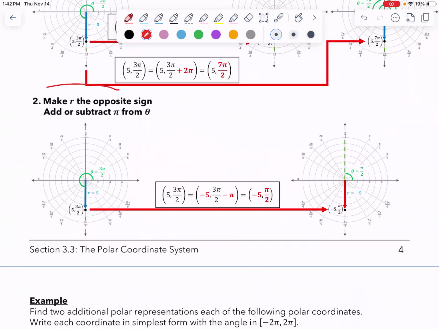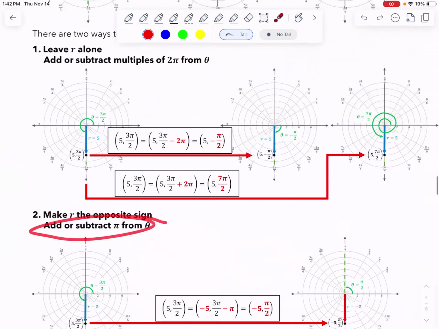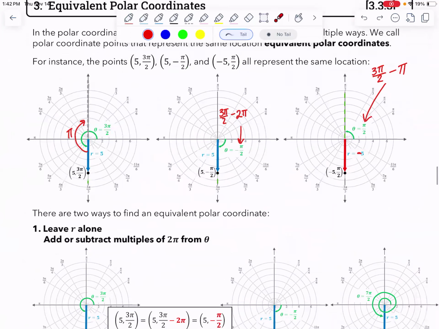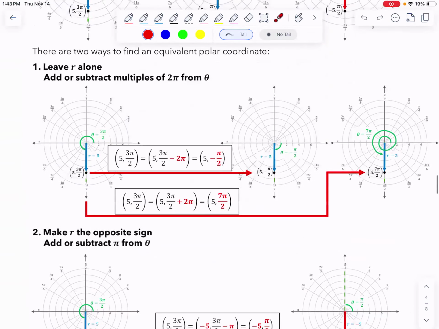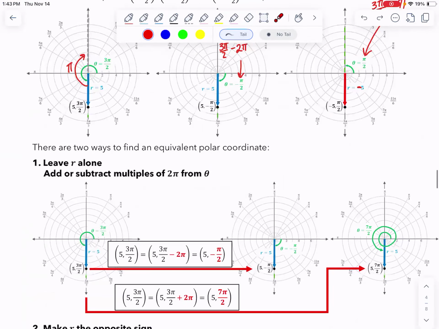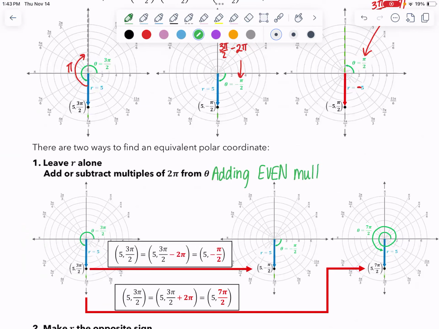So you can make r the opposite sign, and then add or subtract pi from theta. The reason that this works, this was subtracting pi here, but if I added pi to 3 pi over 2, I would end up here. So I'd end up with that same terminal side. Add it, subtract it. Really what it comes down to is that adding even multiples of pi will get you to the same coterminal angle.